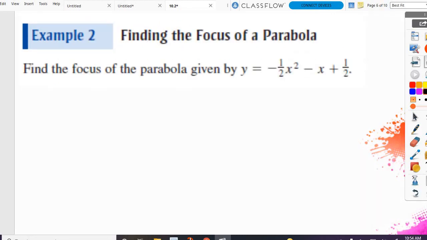Alright, so this one says find the focus of the parabola given by that equation.